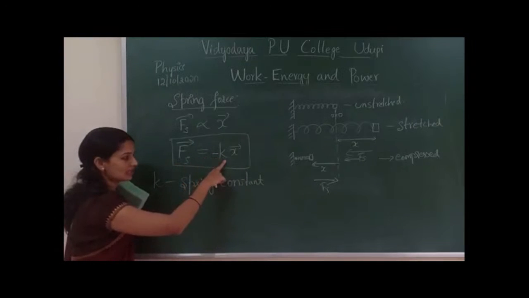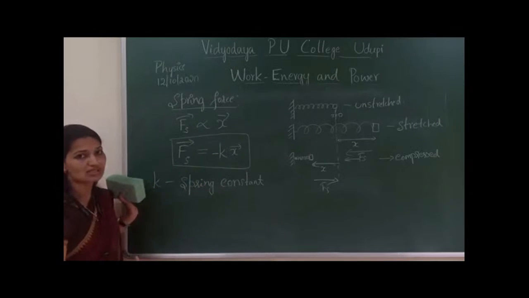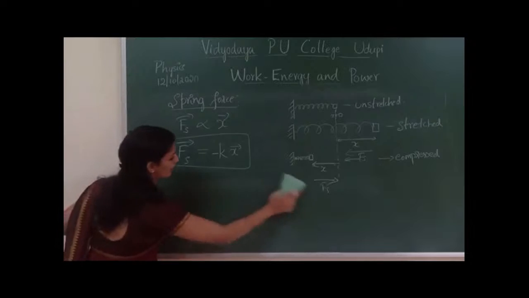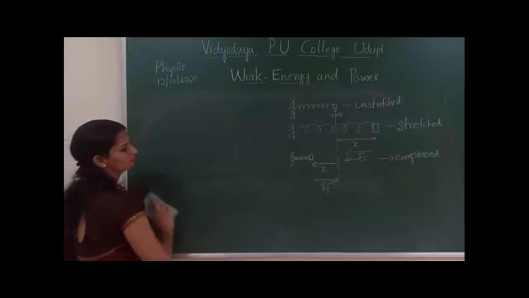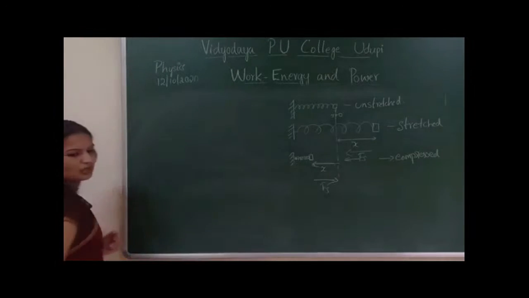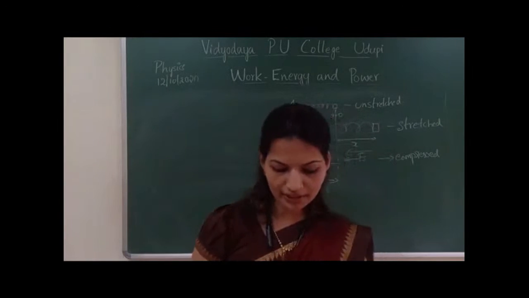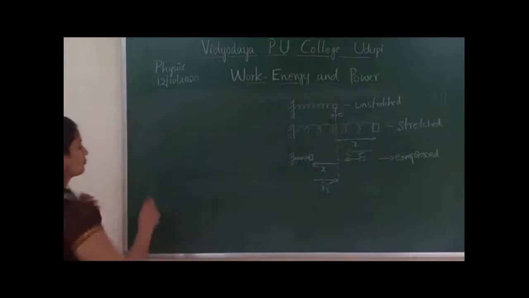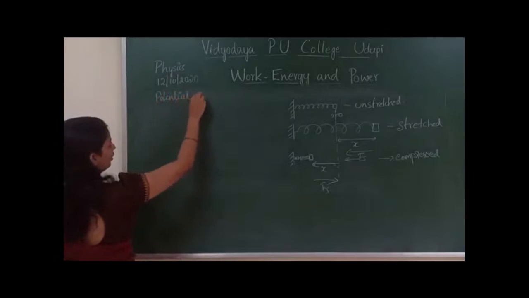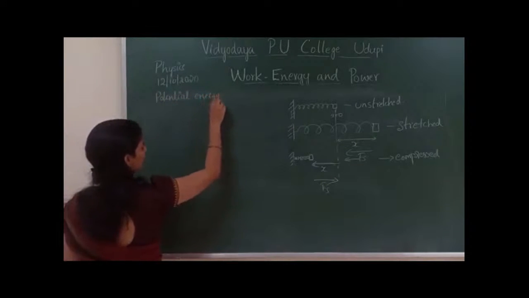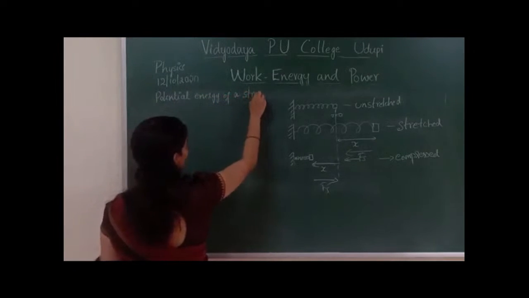Fs is equal to minus k into x, where x is the extension or compression or displacement. Okay, and k is a spring constant. Next we are going to derive the expression for potential energy of a stretched spring.